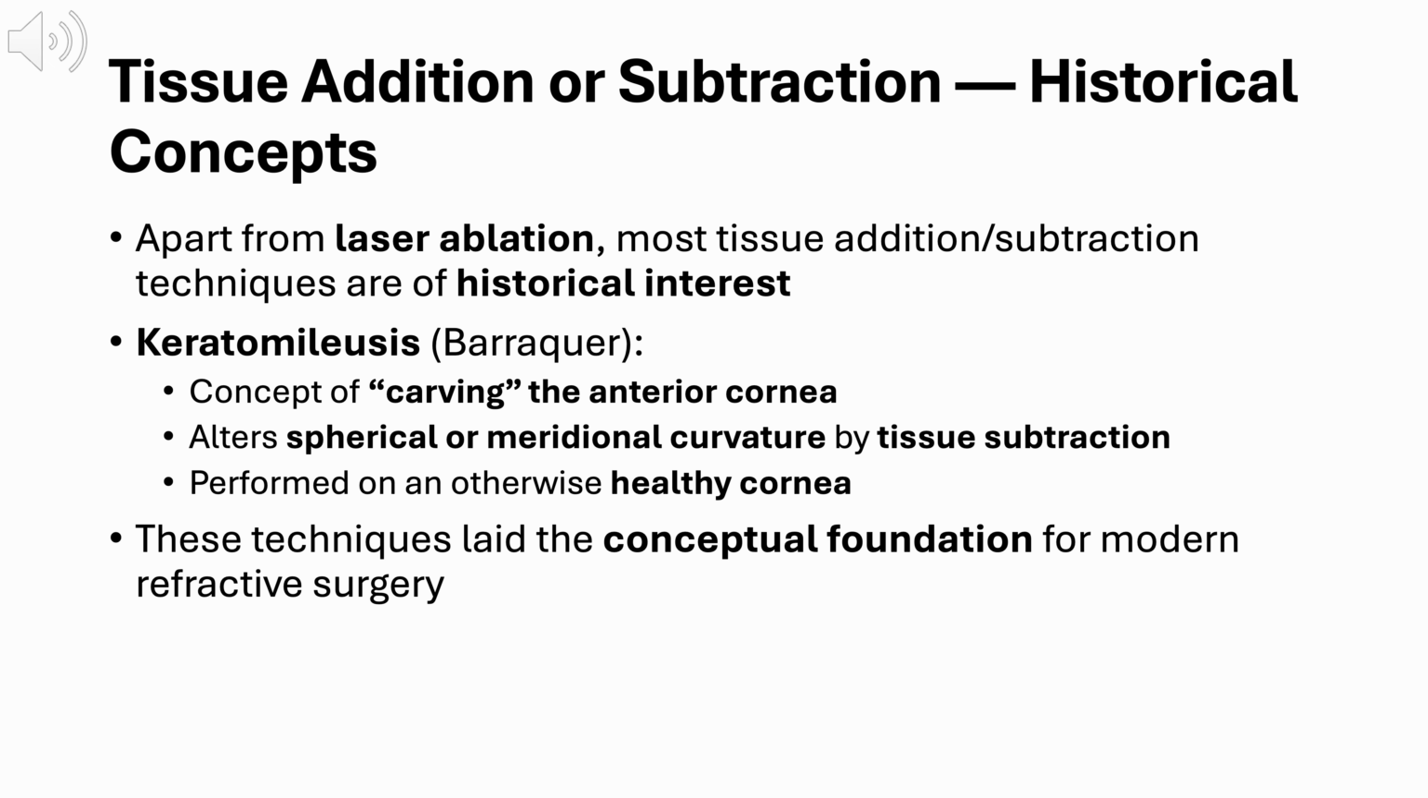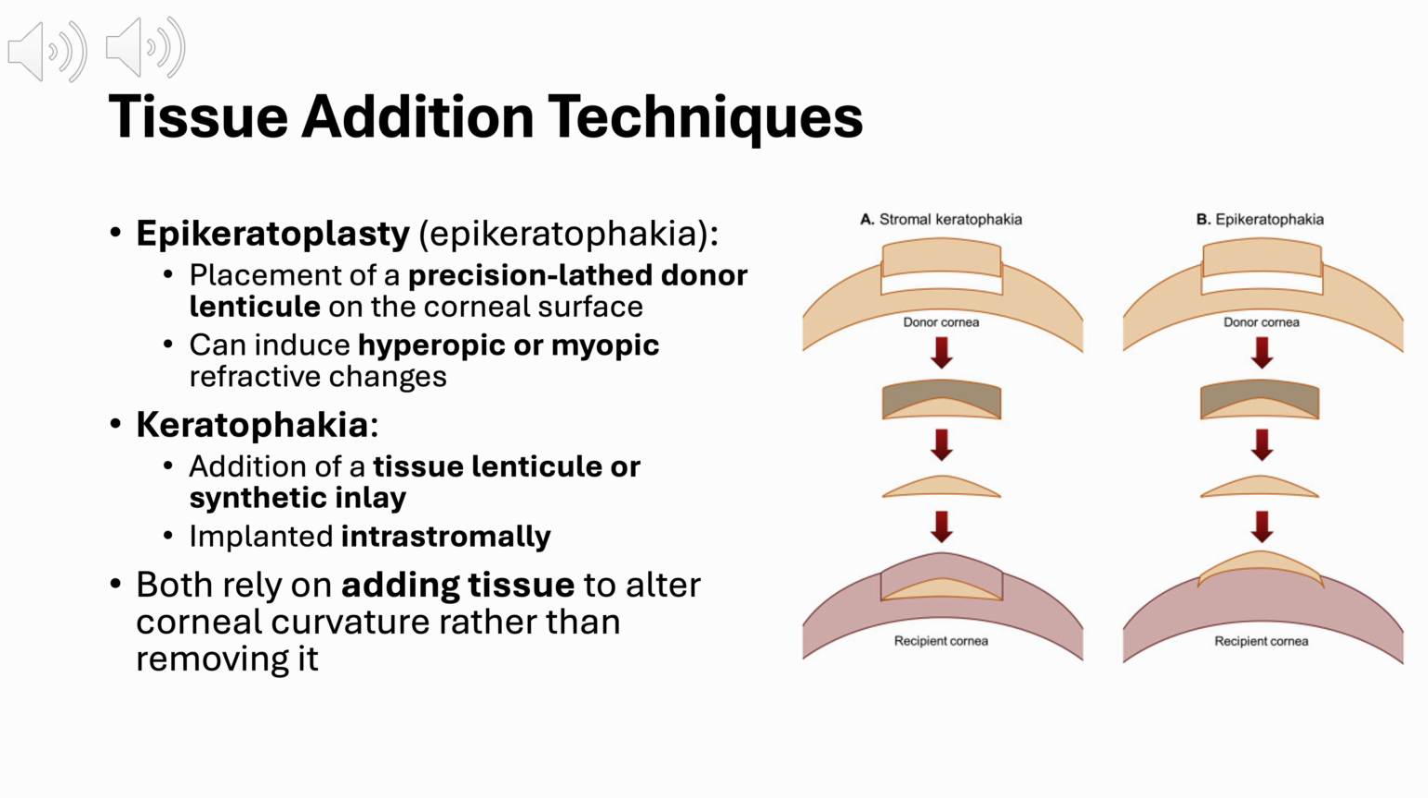By subtracting tissue, surgeons could alter either spherical or meridional curvature, and these procedures were performed on otherwise healthy corneas. While crude by today's standards, these techniques introduced the fundamental concept that refractive error could be corrected by reshaping the cornea itself. That conceptual leap laid the groundwork for modern refractive surgery and directly influenced the development of laser-based procedures we use today.